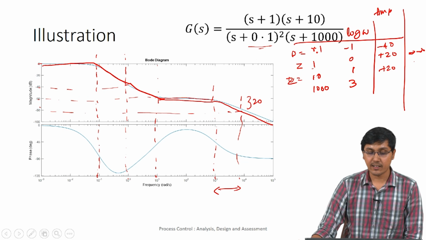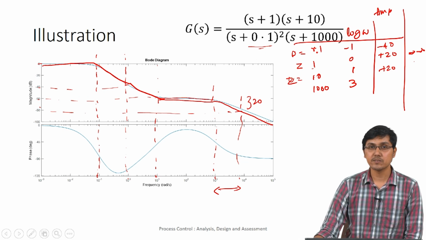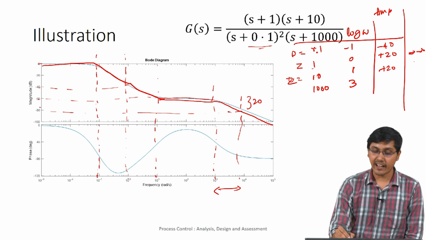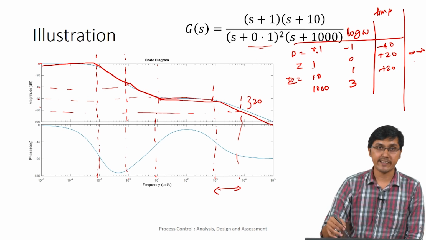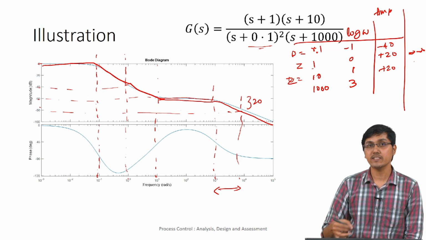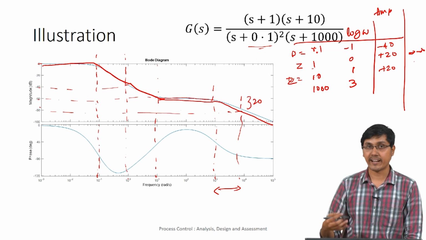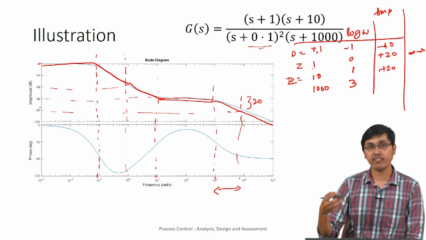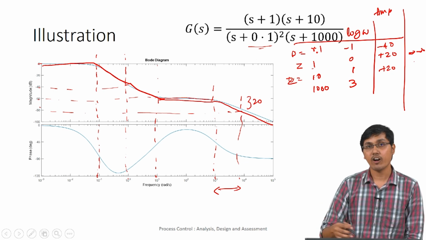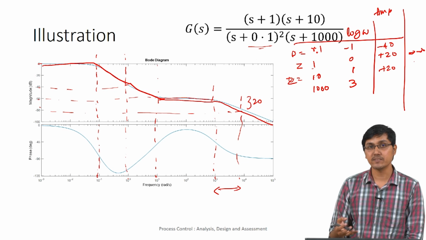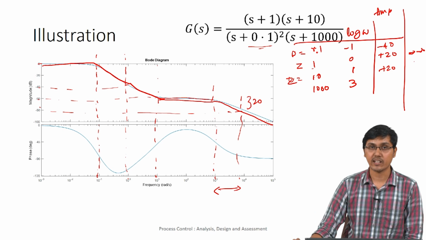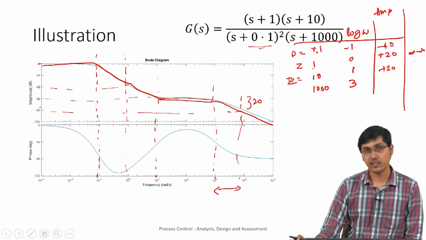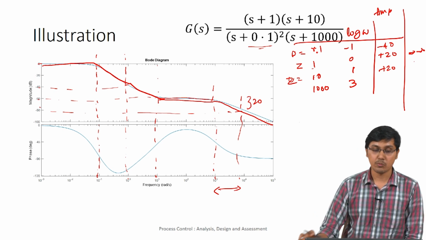And remember, all the physical systems, all the real systems, eventually have a decrease in the magnitude. There is a limit to which the physical system can actually respond. So if you go to very high frequencies, all the systems that are in nature will actually decrease the amplitude of the sine wave.